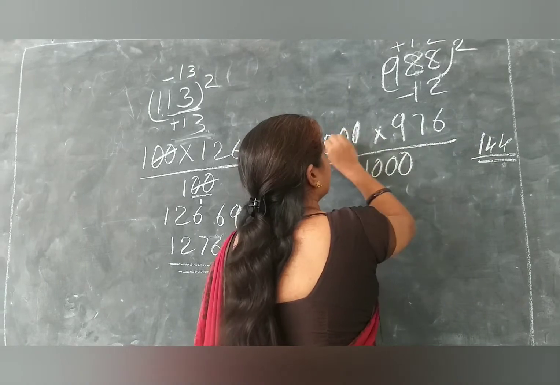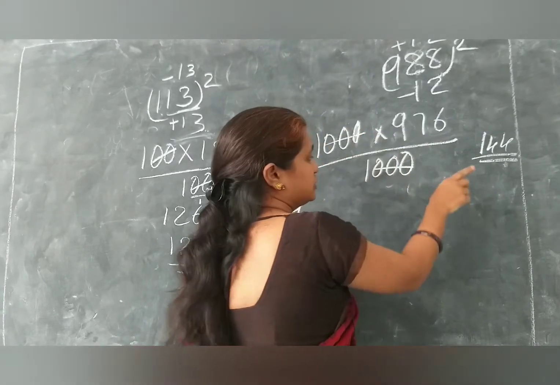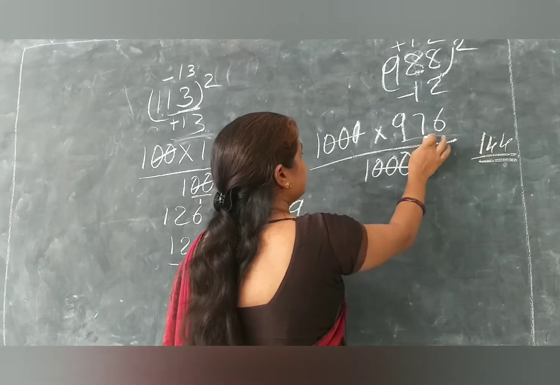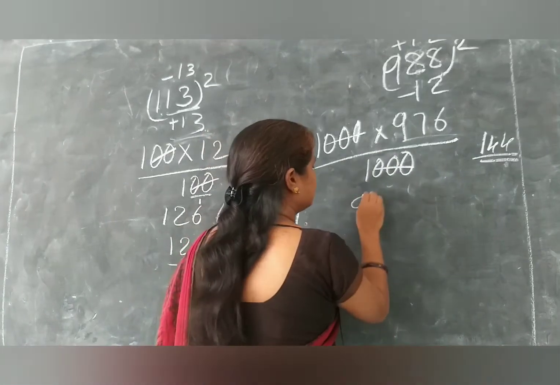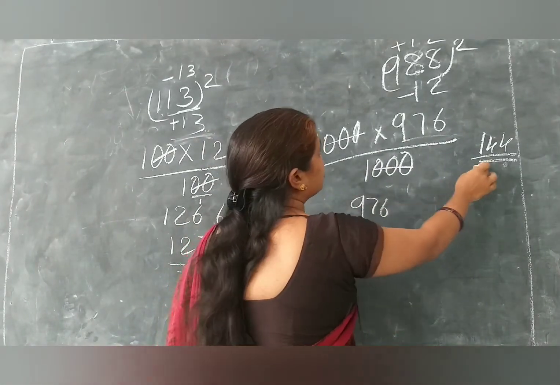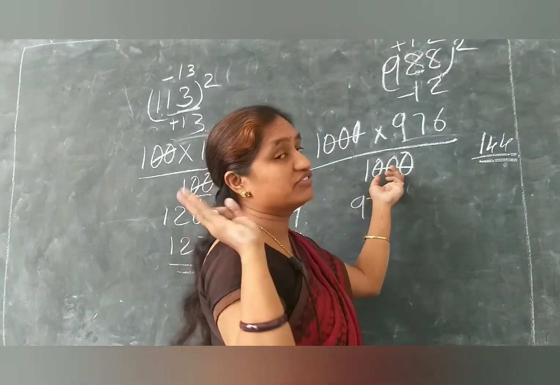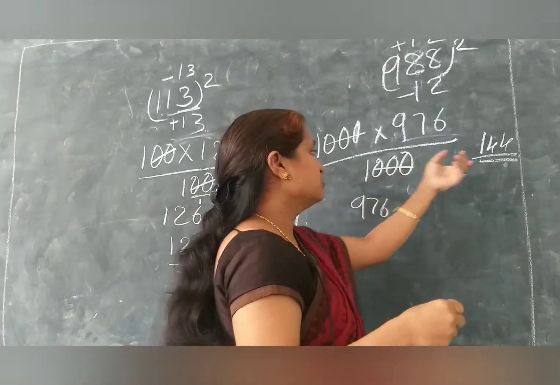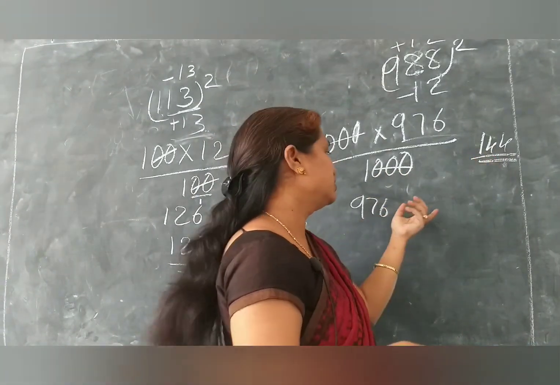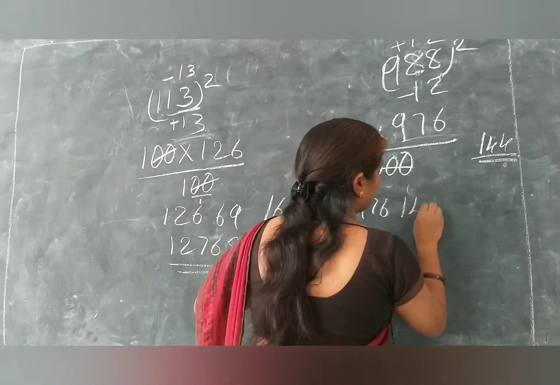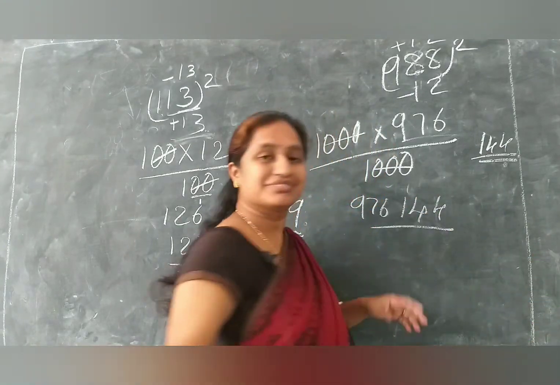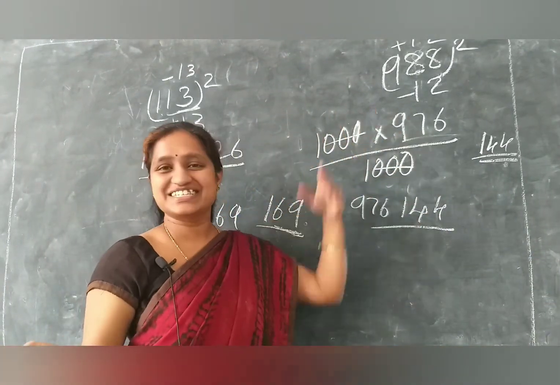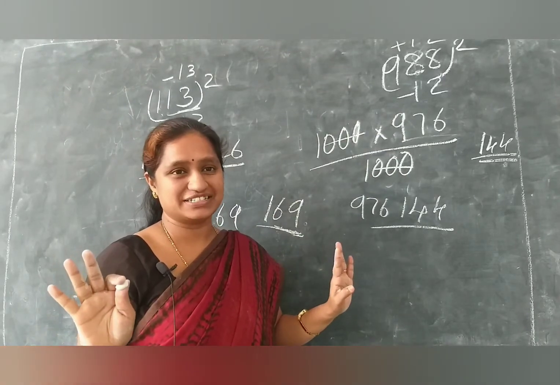Okay. Now cancel all the 3 zeros. Cancellation is done. Now write down 976 into 1 is 976. Now how many zeros have we taken? We have taken 3 zeros, right? Now you have to take all the 3 numbers here: 1, 4, 4. So, done. Your squaring is done. Is it clear, guys?